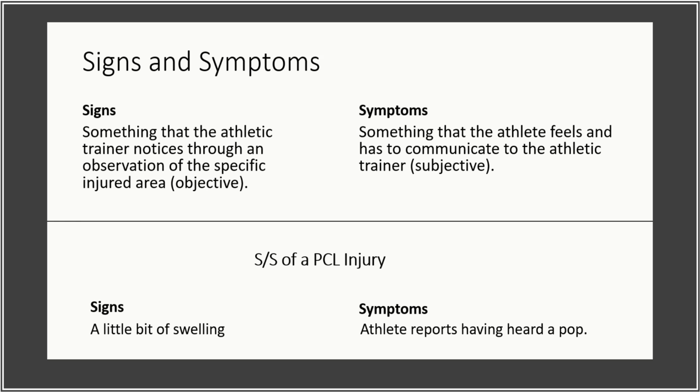Next, we'll be talking about signs and symptoms. Signs are something that the athletic trainer notices through an observation of the specific injured area, also objective. And symptoms are something that the athlete feels and has to communicate to the athletic trainer, which is subjective. Signs and symptoms of a PCL injury are very straightforward and simple. The signs are that there is a little bit of swelling and there may be bruising, and symptoms are that the athlete reports having heard a pop.